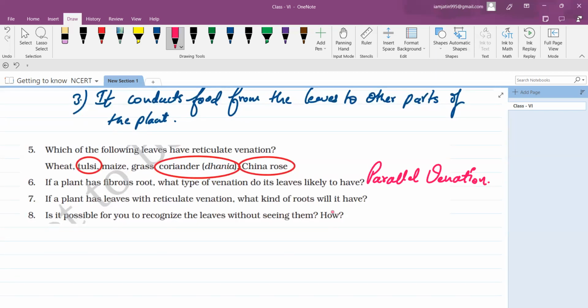Okay. Next question. If the plant leaves have reticulate venation, what kind of roots will it have? We know that reticulate venation of the leaves goes with the taproot system. So the answer is it would be having a taproot system. Okay.